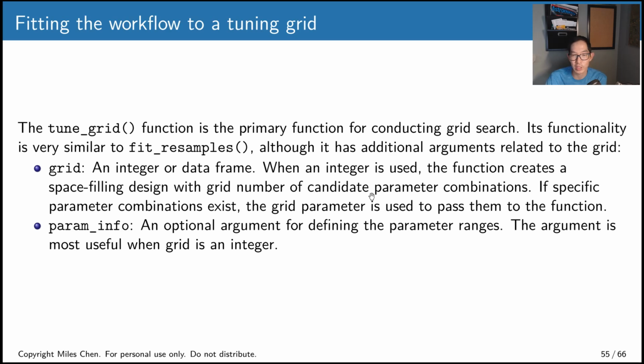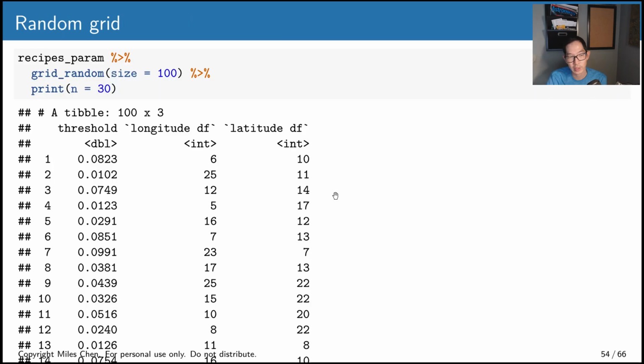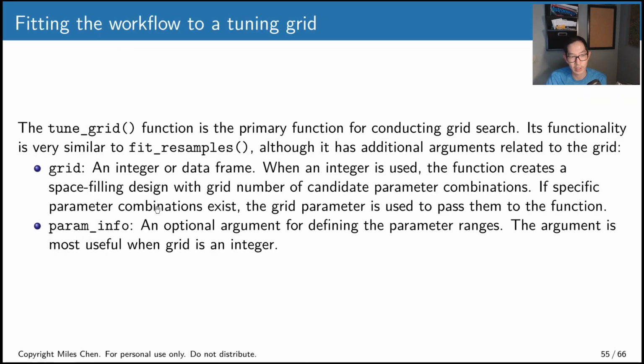If you just give it an integer, the function creates a space filling design with that number of candidates, or you give it the grid itself. If specific parameter combinations exist, then you give it that data frame, and that gets passed in. Okay, and then you also have an argument for parameter information for defining the parameter ranges. So that's going to be useful if you're going to give it the grid integer.